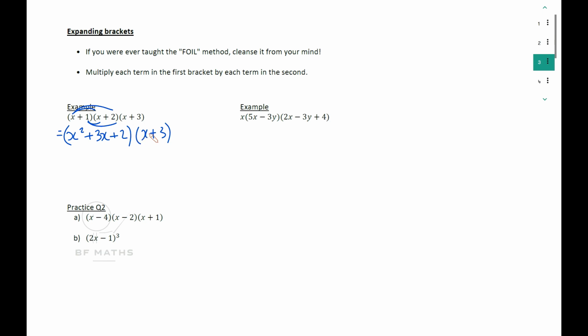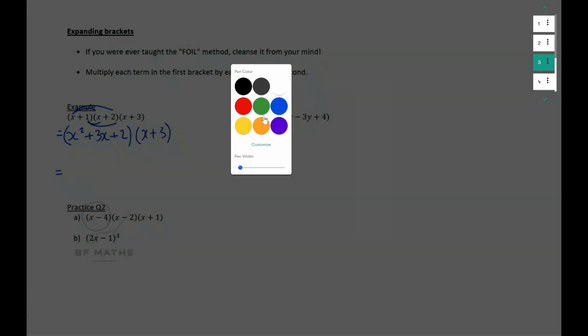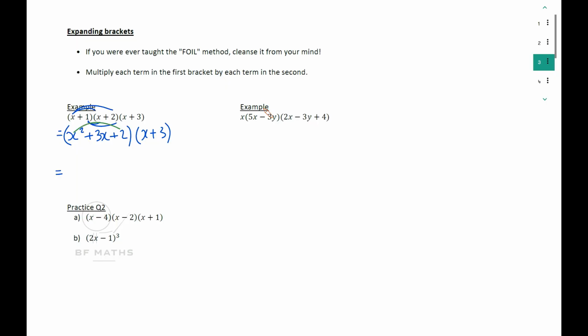Now then we can multiply in. So we can expand the brackets. So x squared. Oops.